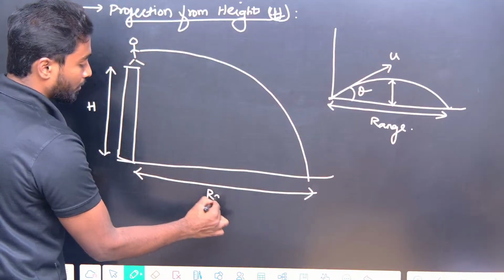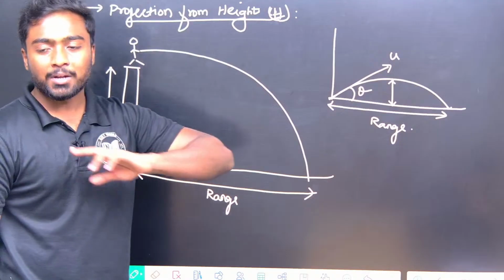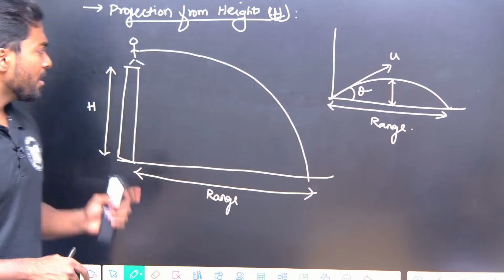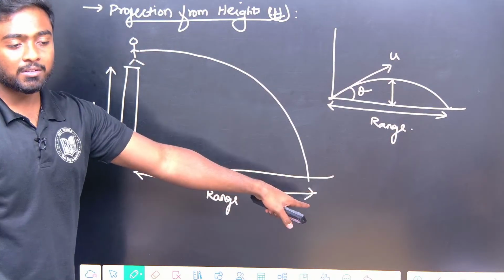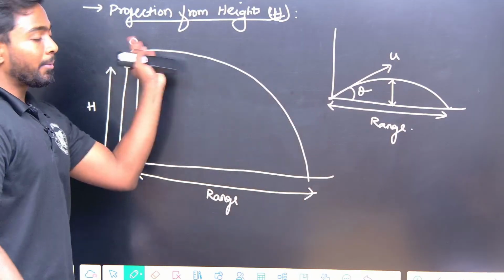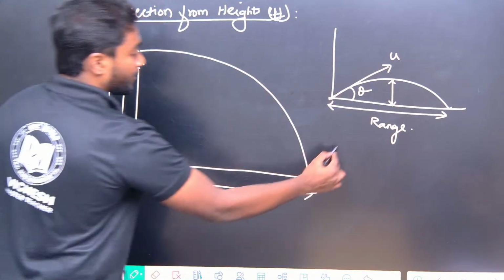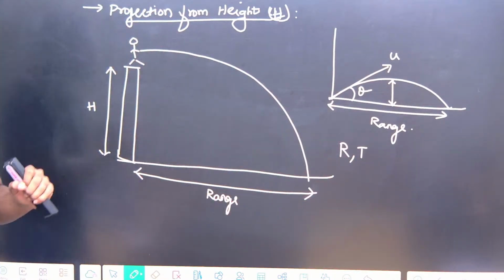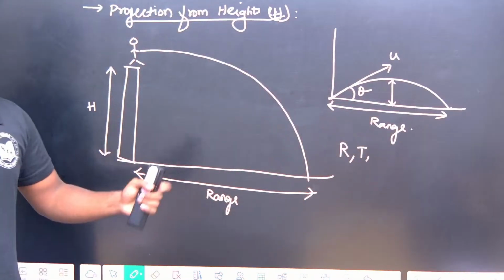Range is nothing but how much distance or displacement it has traveled in the horizontal direction. One is how much time it has taken to reach that point, which is nothing but the object is travelling in the air, we will say time of flight. So one I can find is range, second is time of flight, and third is the equation of projectile or equation of path in both x and y.